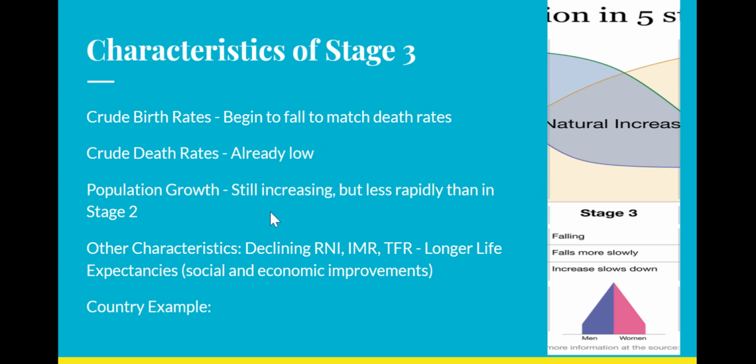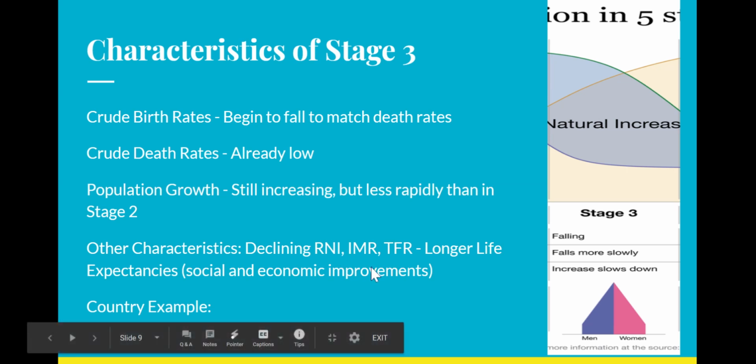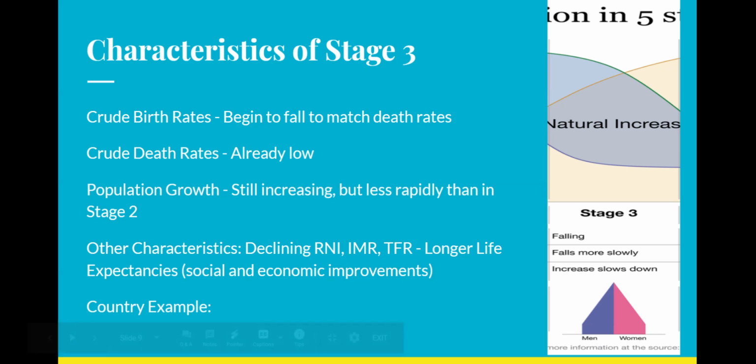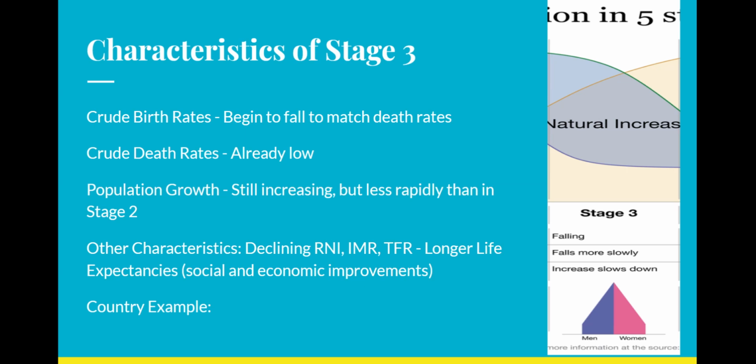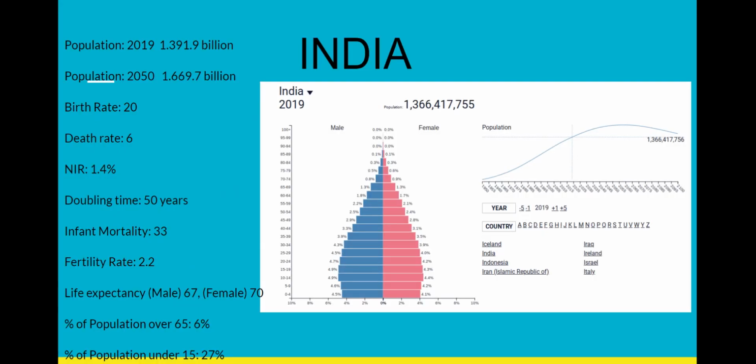The death rates are already low as a result of falling within the previous stage. And population is still increasing, but not quite at the 2% or 3% that we saw in stage 2. So you see declining rates of natural increase, like we just talked about. You also see declining infant mortality and total fertility rates, and longer life expectancies. So we see a lot of social and economic improvements in these countries, and oftentimes, simultaneous to going into stage 3, countries are going through economic industrialization. And those two often go hand in hand.